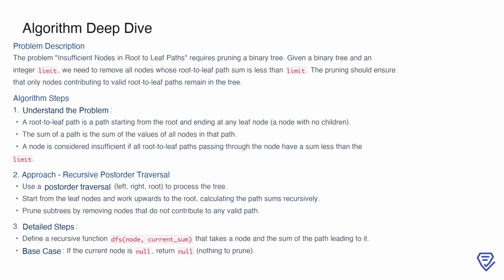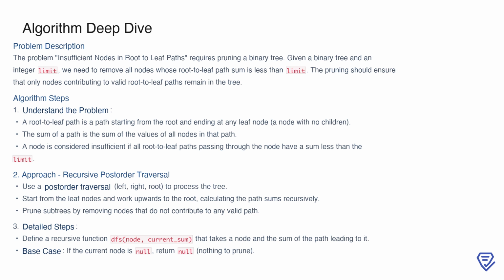The problem we're tackling is called insufficient nodes in root-to-leaf paths. The goal is to prune nodes from a binary tree based on a given threshold called limit. A root-to-leaf path in this context refers to any sequence of nodes starting from the root and ending at a leaf node, where a leaf is a node with no children. The sum of the path is calculated by adding up the values of all nodes along that path.